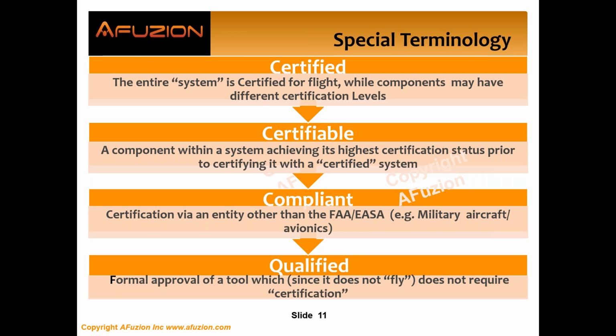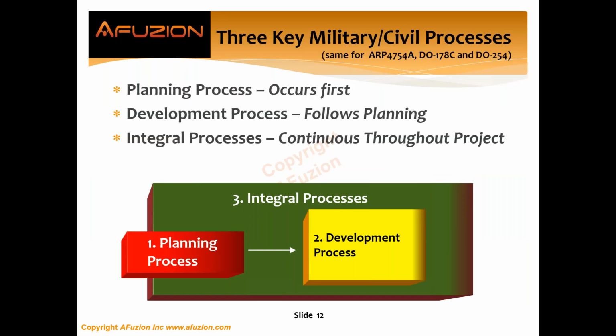Now, qualified is altogether different. It's for items which don't fly, but for which the output is not otherwise verified. Qualified is formal approval, for example, of a tool, which since it doesn't fly, it doesn't require certification. Now, for military projects, here on slide 12, we have to show that the planning process occurs first.